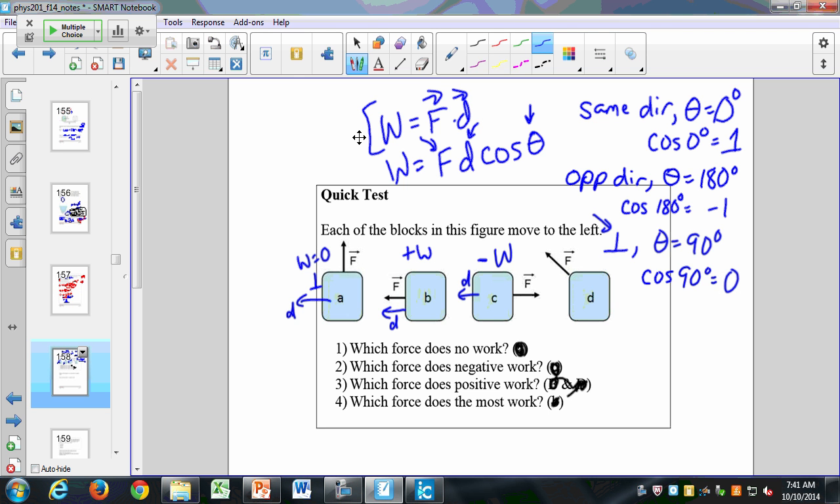That's right, Daniel. It is moving to the left, and it also has a component of that force that is to the left. So this force has a component, Fx, that is in the same direction as D. More specifically, the x component of that force is doing positive work, and the force that does the most positive work is going to be B.